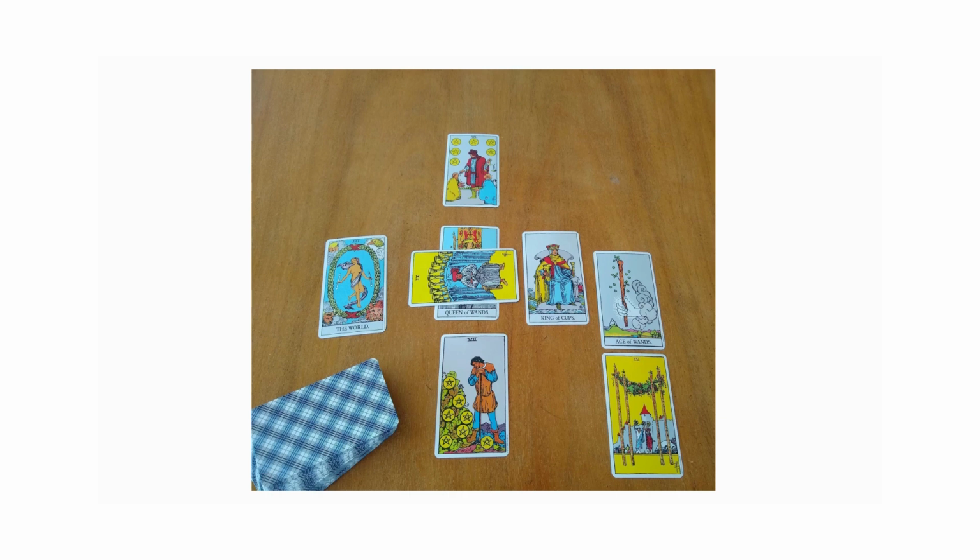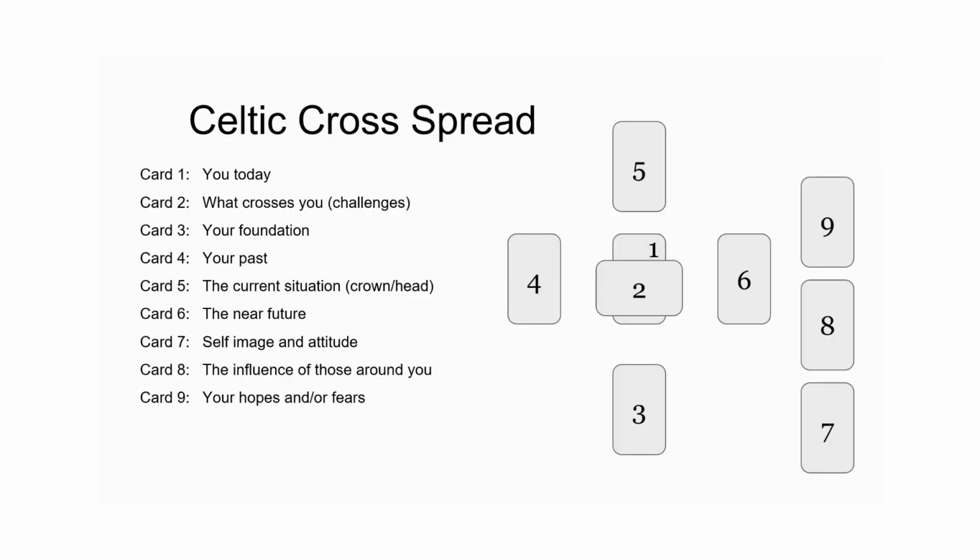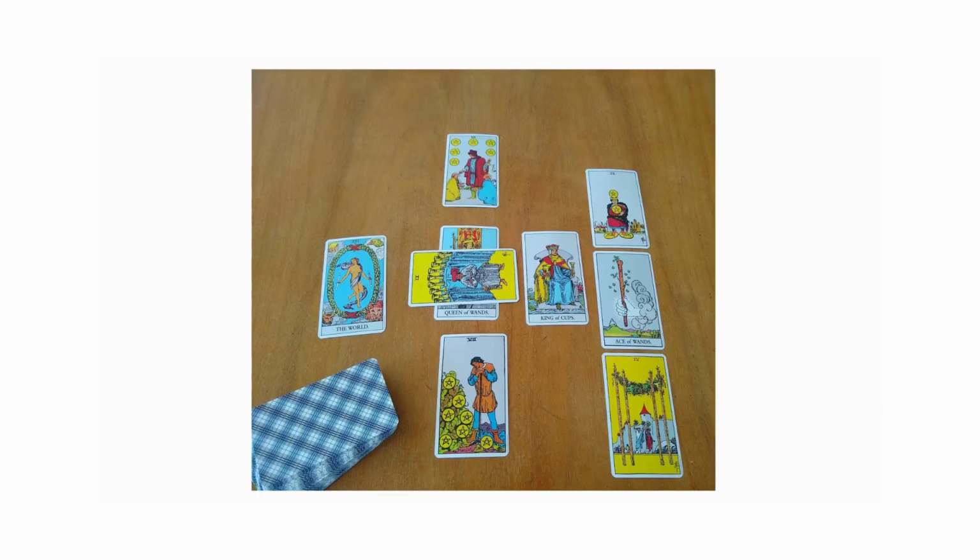The next card closely relates to the card number 2. Remember, the What Crosses You card. Card number 9 represents your hopes and fears. We drew the Four of Pentacles, so we know that the pentacles are about practical matters, wealth, career, and money. The traditional keywords for the Four of Pentacles include material gain and success, but they also include hoarding.